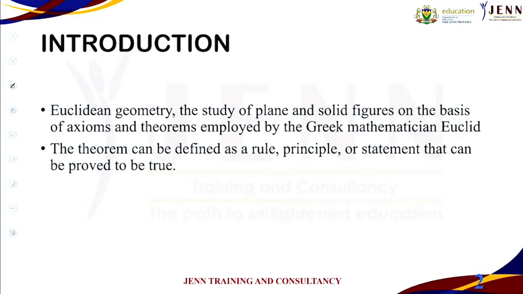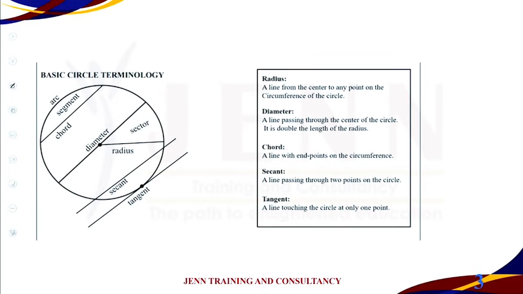It is very important before we start with a topic to understand what the term Euclidean means, and also how we can define the term theorem. Now let us move on to our next slides. Remember in grade 11, you did the basic circle terminologies. Under these, you had to define all the terminologies that we find on our circles, mainly an arc of a circle. We can say this part of a circle, we name it an arc.